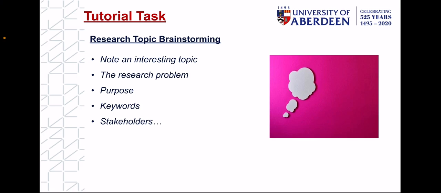Now, to summarize, our first tutorial task when we meet, we have to do what we call a topic brainstorming. And please come with this to the tutorial session, right? Think of that interesting topic, which builds on the previous quiz task you had undertaken in this lecture. Think of a research problem, think of a purpose, think of keywords, and think of the stakeholders.